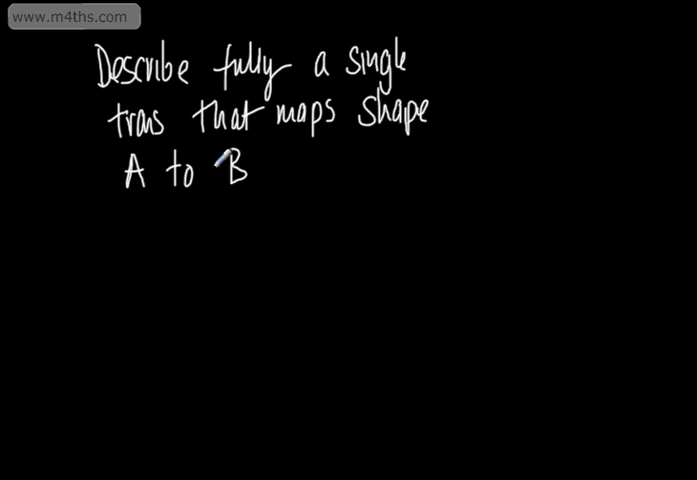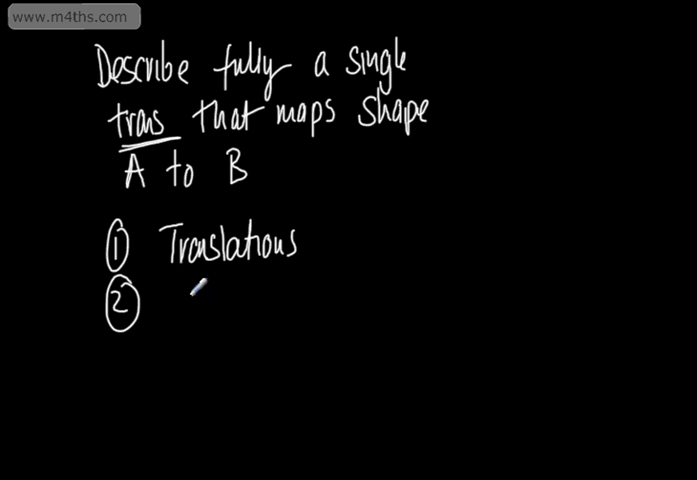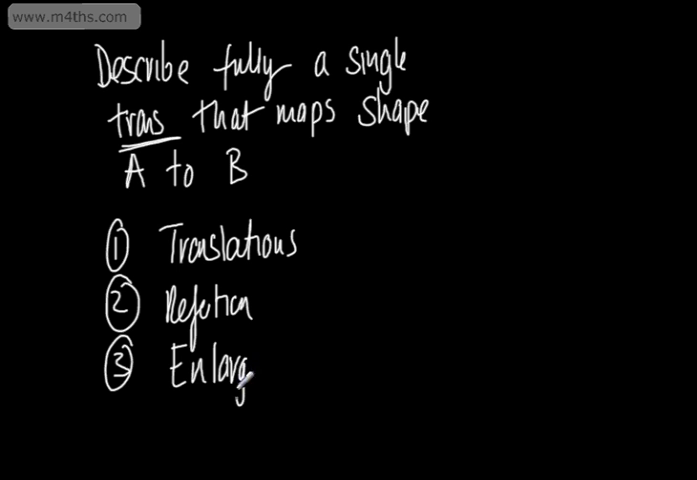So let's look now at transformations. The first type we have are translations. That simply means that we're going to move the shape. If we have a reflection, we could have a reflection in a given line. We could have an enlargement. So an enlargement is going to alter the shape by either making it bigger or smaller. And finally, we can have a rotation.